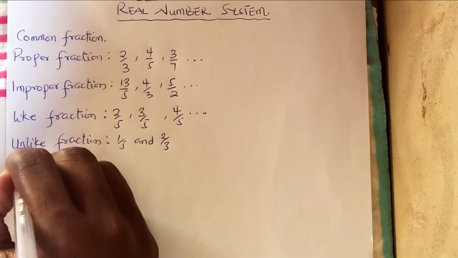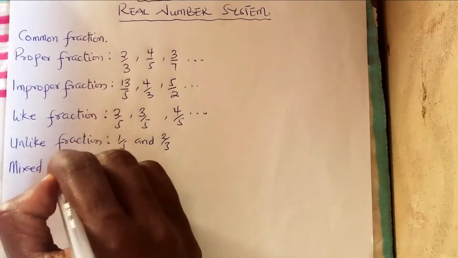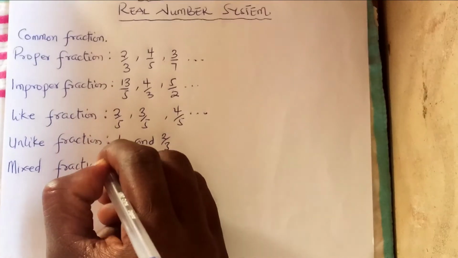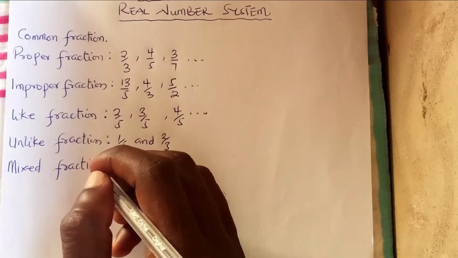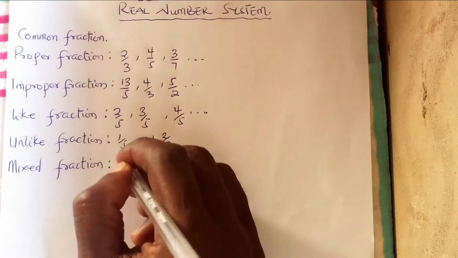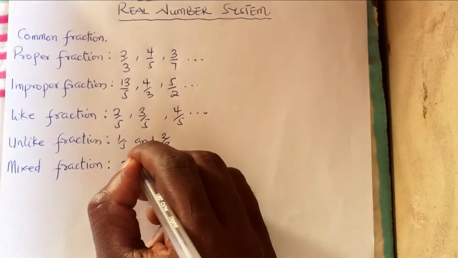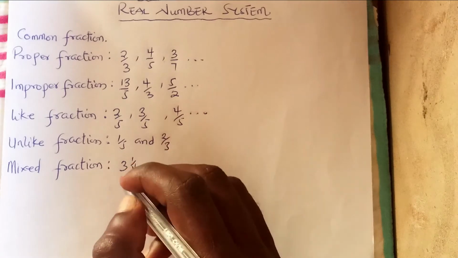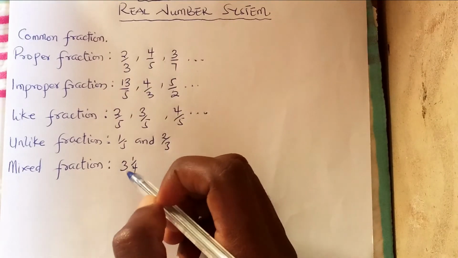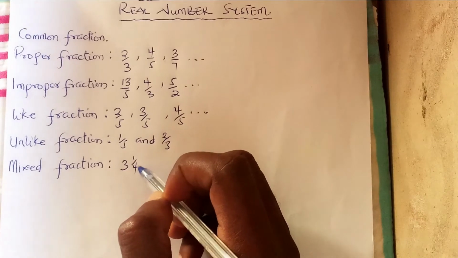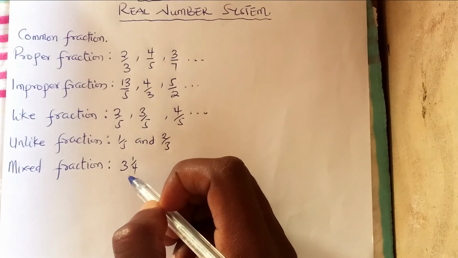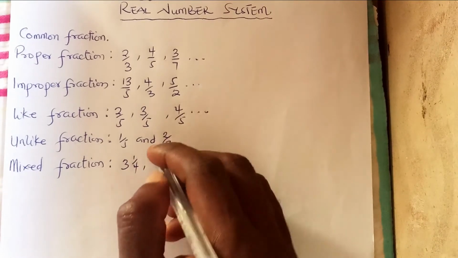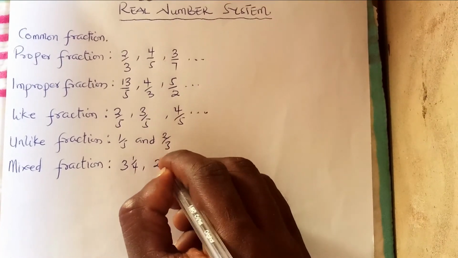Mixed fraction. A mixed fraction is a combination of a natural number and a proper fraction, sorry. So we have an example as 3 whole number 1/4. For this, you can see we have 3 whole number 1/4. We have the proper fraction as this and the natural number as this. Mixed fractions are always gained from improper fractions. Another example is 2 whole number 1/5.